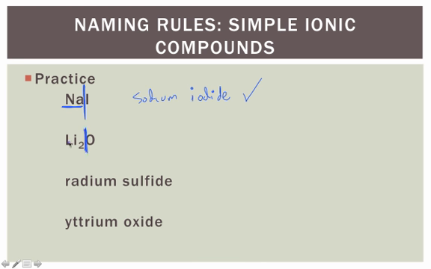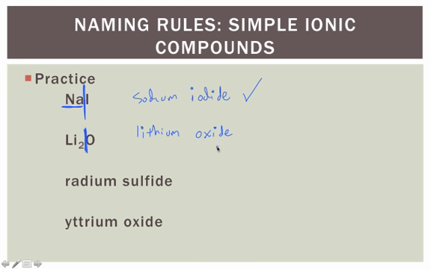Let's take a look at this next one. Same thing. We're going to separate the first and second elements here, and that's going to identify our two ions. Our first ion is Li. It's the element lithium. And then we look at our second one. This is the element oxygen. The ending changes to IDE, and we end up with lithium oxide.